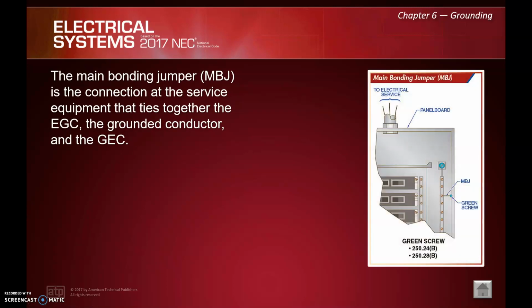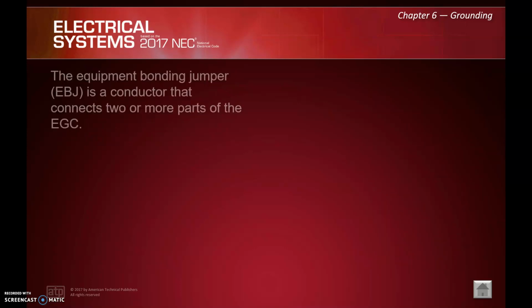The main bonding jumper is the connection at the service equipment that ties together the EGC, the grounded conductor and the grounding electrode conductor. So again, if you have just a panel, that's that bonding screw or strap that goes to the can and to the neutral bar. It's basically the point where the neutral bar or grounded conductor, in most cases a neutral, can be connected to the ground and the casing and the housing. You're really only allowed to do that at your main service disconnect, and if you have separately derived systems, at that first disconnect as well, right?